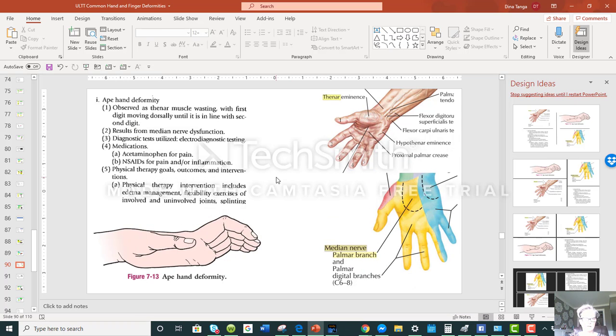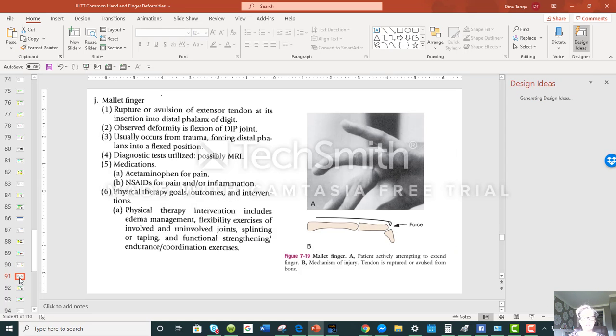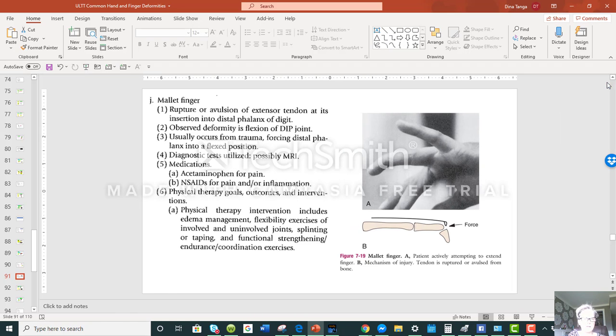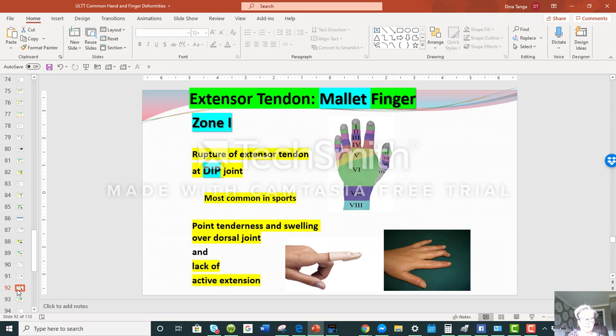So, here we go. Ape hand deformity, median nerve dysfunction. Mallet finger. Rupture or avulsion of the extensor tendon at its insertion into the distal phalanx of digit. Observed deformity is flexion of the DIP joint here. Diagnostic test, possibly the MRI, medications, the same. Therapy, edema management, flexibility exercises of involved and uninvolved joints, splinting or taping, functional strengthening, endurance, and coordination exercises.